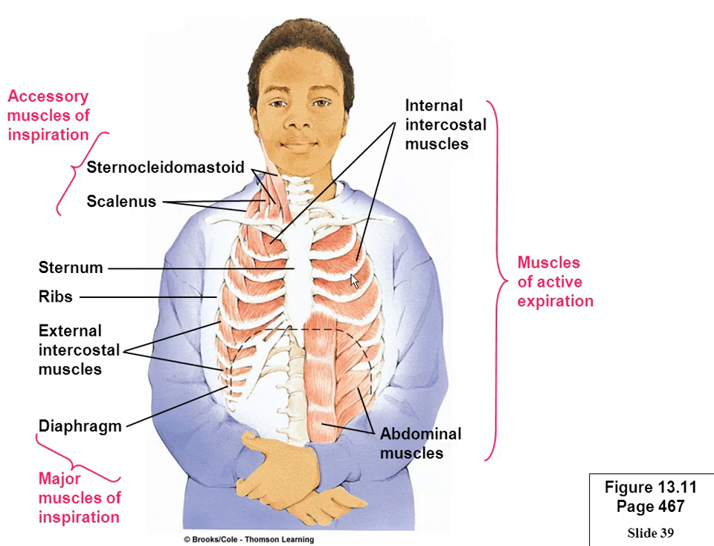You're using the externals. You pull them up and out. It expands the lungs, decreasing the pressure and bringing air in. So you have two sets of muscles that cause you to inhale. You have to contract the diaphragm and you contract the external intercostals.